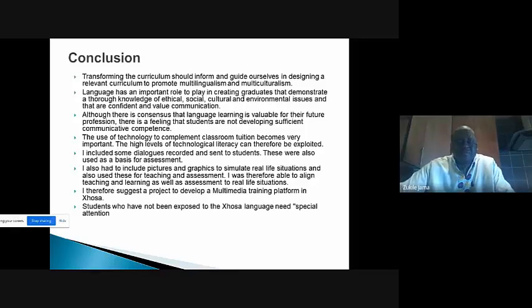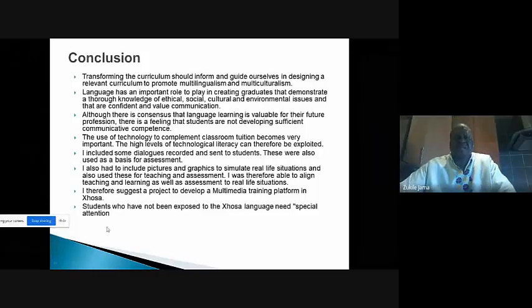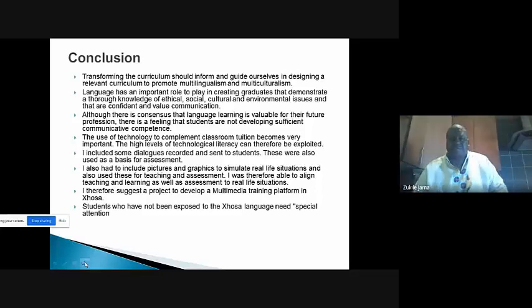That's the concluding slide, right? And lastly, I would therefore suggest that probably in collaboration with the dentistry and pharmacy, we should be able to develop a multimedia training platform, so that students who have not been exposed to Coursera and need special attention can use this at their special time. So transforming a curriculum, therefore, should inform and guide ourselves in designing a relevant curriculum to promote multilingualism and multiculturalism. Thank you very much.